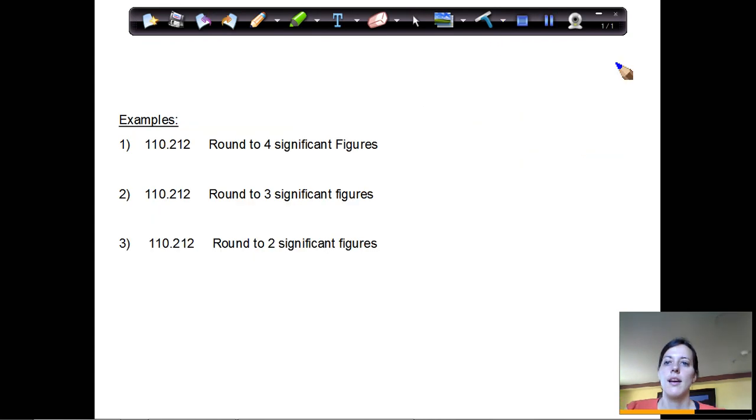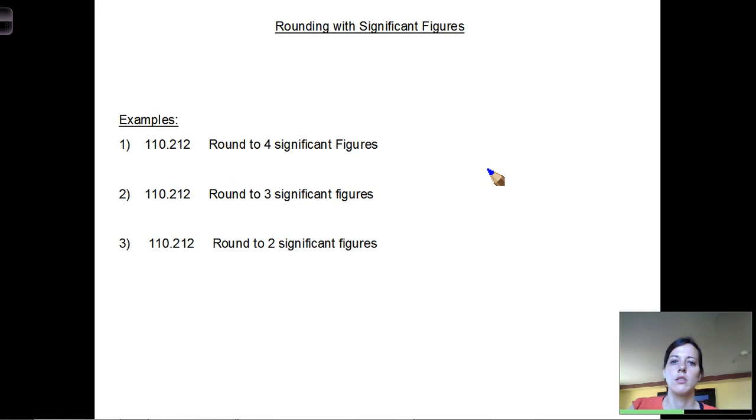All right, lastly, just a little bit of practice of rounding with significant figures, because quite often when you're doing math, you end up with a number that has more digits than what really are significant, so you end up needing to round the number. So a few examples. Actually, they're all the same example.